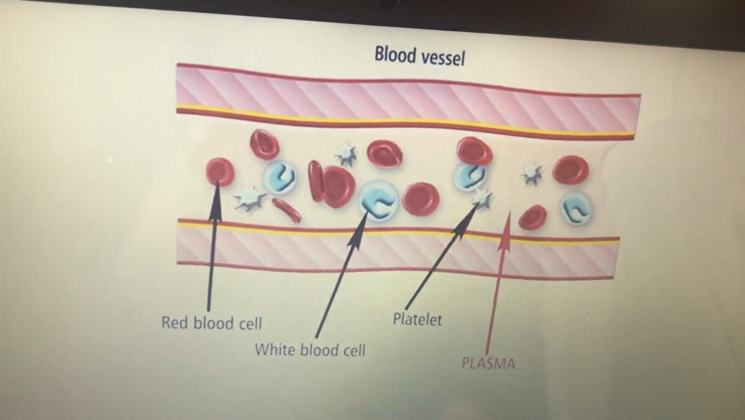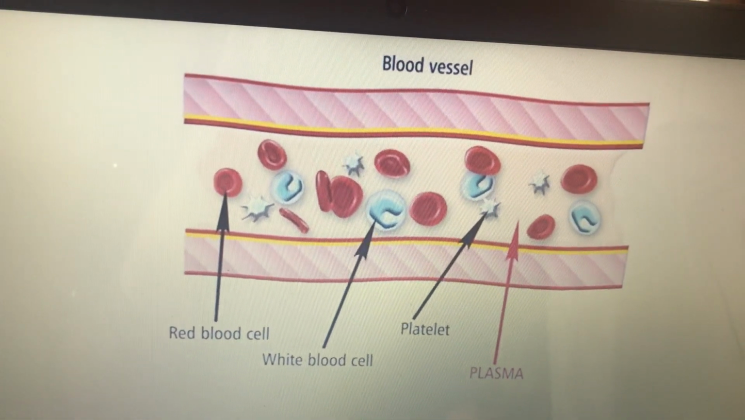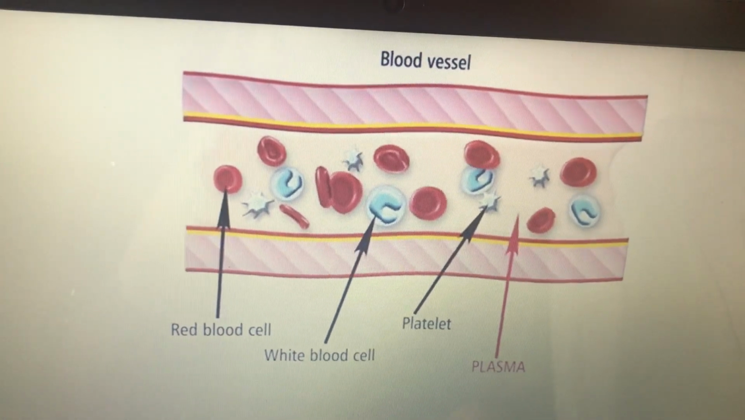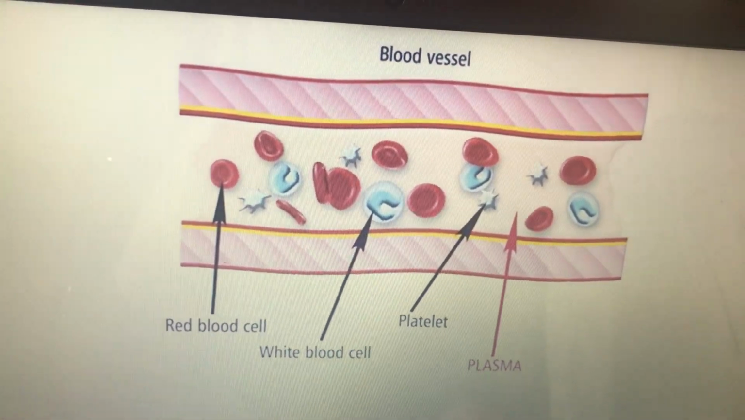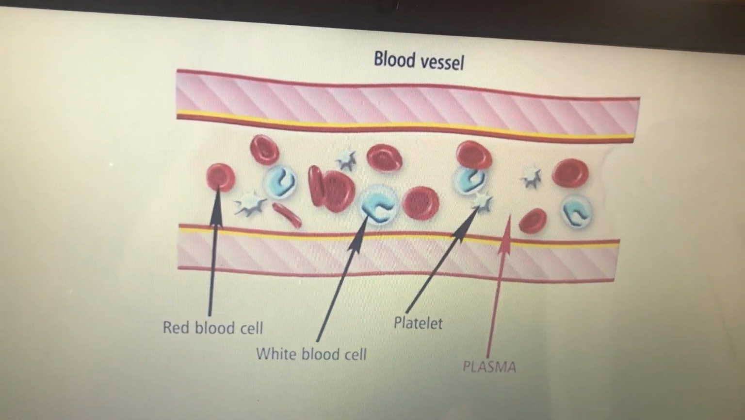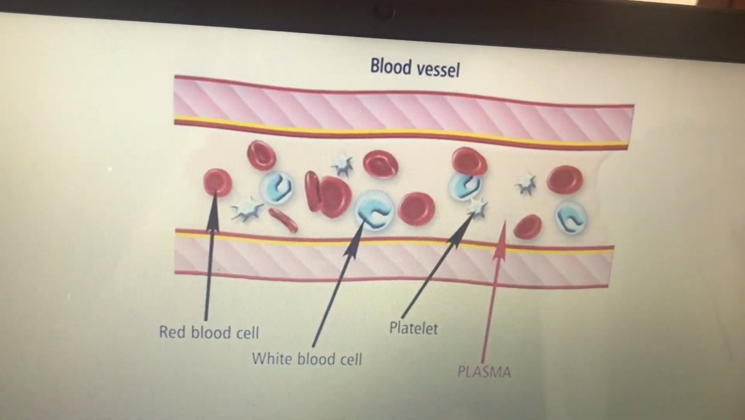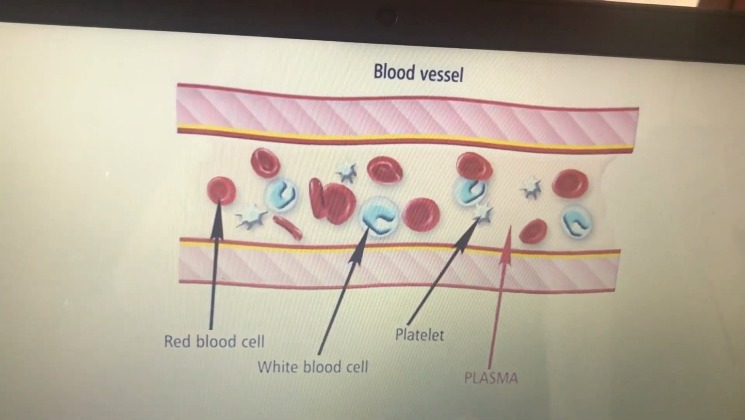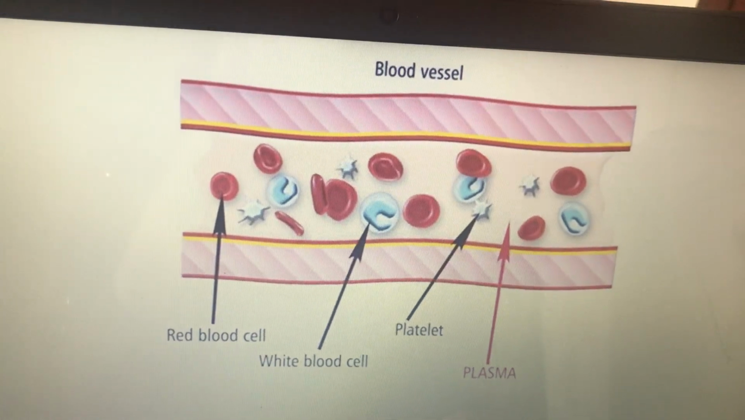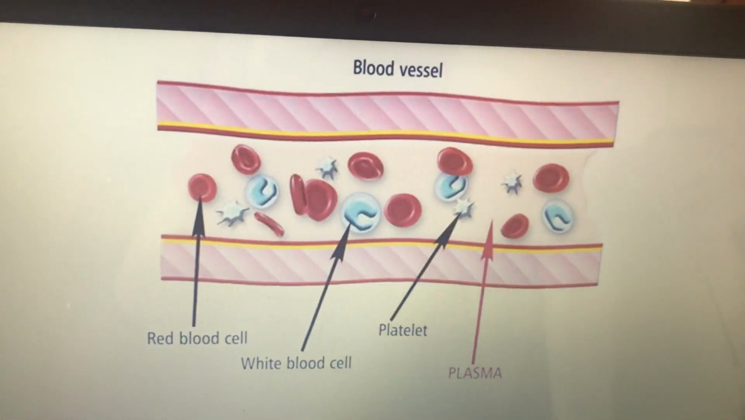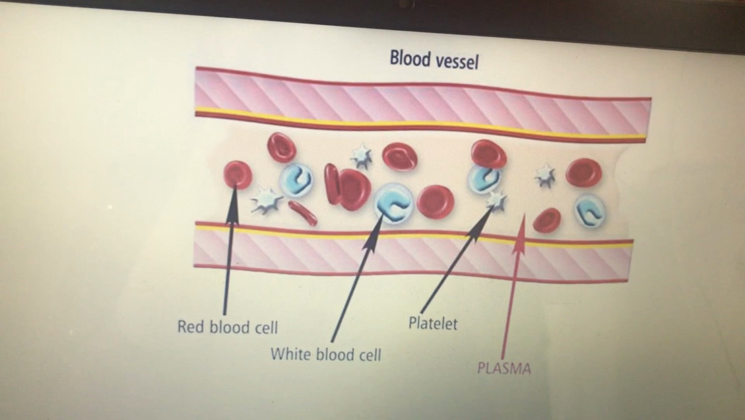Why can they carry oxygen? Because they contain a protein called hemoglobin. So the hemoglobin of the red blood cells is a protein that can carry O2 and a little bit of CO2, and hemoglobin gives the blood its color. That's why it's important.